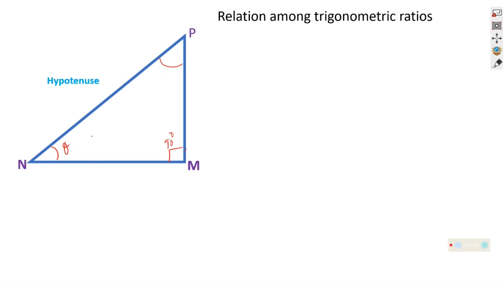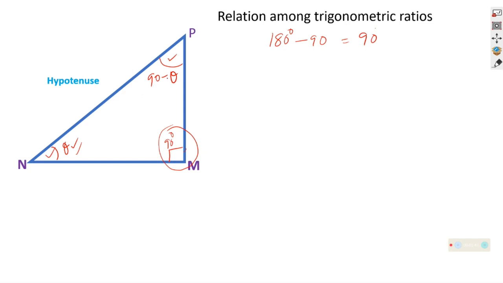We know that in a triangle the sum of the three angles is equal to 180 degree. Naturally, if you subtract this one, it will become 180 minus 90, which is equal to 90 degree, the sum of this angle and this angle. Of that, theta is this angle, which means this will be 90 minus theta. So if this particular angle is 90 degree and this has a measure theta, naturally angle P will be equal to 90 minus theta. Okay, this much you should keep clearly in your mind.